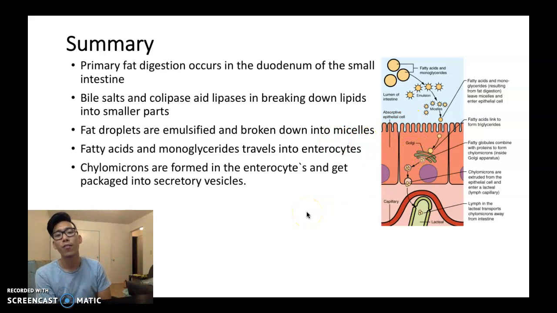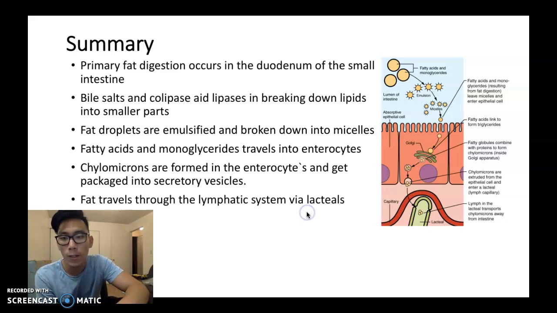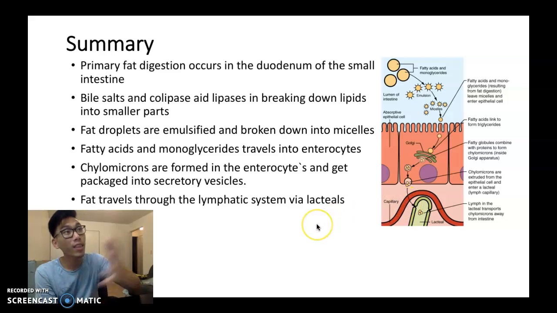Chylomicrons are formed in the enterocyte, and then they get packaged into secretory vesicles. The fat will then travel through the lymphatic system via the lacteals. And then the body will use fat or store it as adipose tissue. And that is the enzymology and the anatomy of fat absorption.